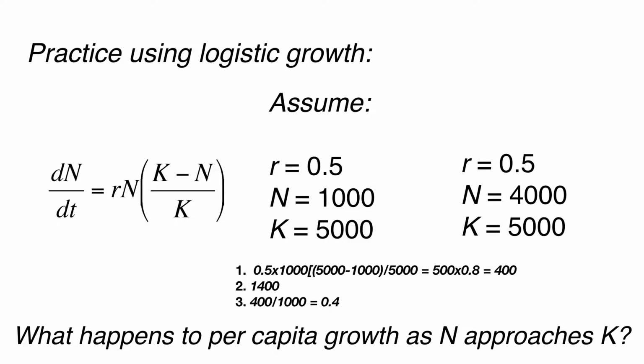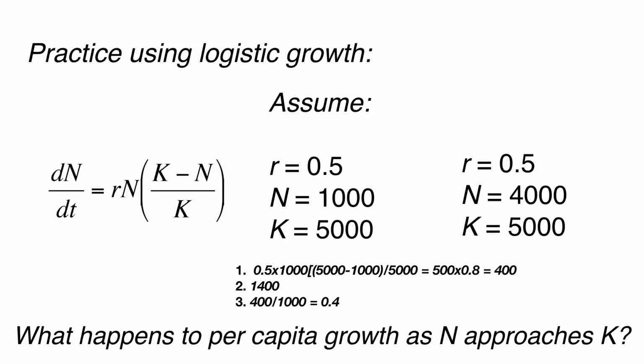So remember, before, under unchecked growth, we would add 500. So this part of the equation, that 500 times 0.8 is really important because that 0.8 is what's coming out of that parentheses, that second half of the equation. And so what we're doing is we're only achieving 80% of the biotic potential when our population size is 1,000. And when that population size is 4,000, we're getting much less.